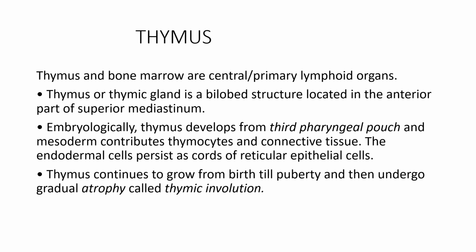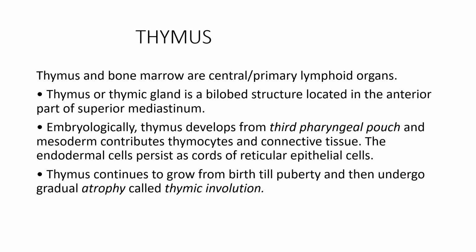Thymus is a primary lymphoid organ, and it is situated in the superior mediastinum. Thymus gland develops from the third pharyngeal pouch, and the cells present in the gland, that is thymocytes, and the connective tissue network or framework are mesodermal in origin. Means the gland is endodermal in origin, whereas thymocytes and connective tissue in the gland are mesodermal in origin.